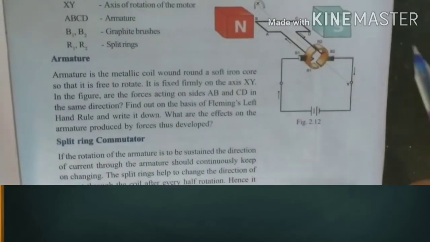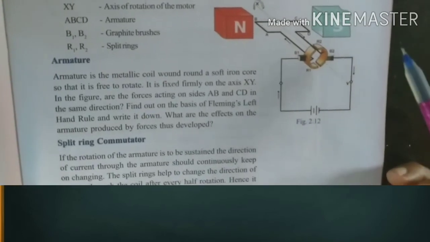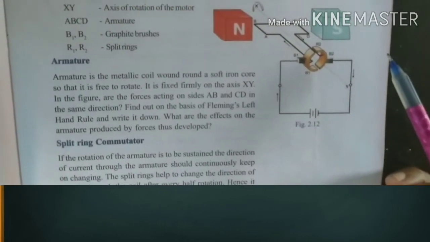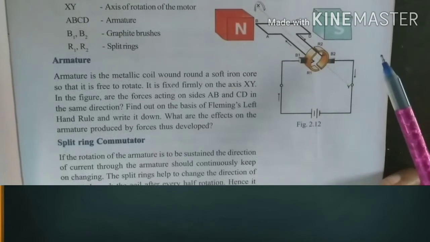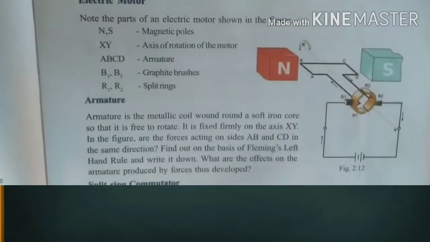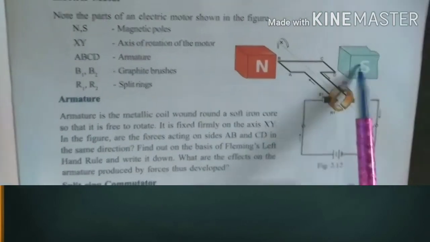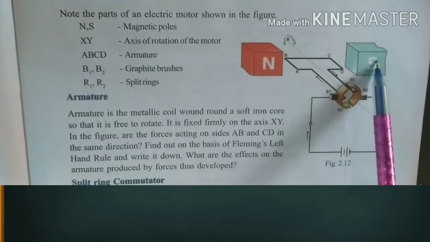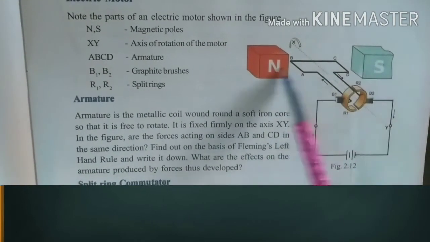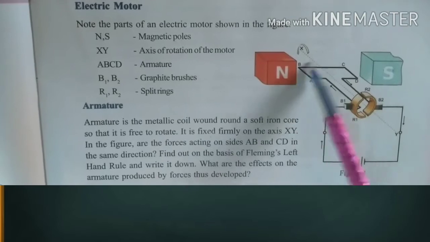Now we will familiarize ourselves with the parts of the electric motor that is given in your textbook. See, these are the magnetic poles, north and south pole. In between the poles, there is an armature coil.